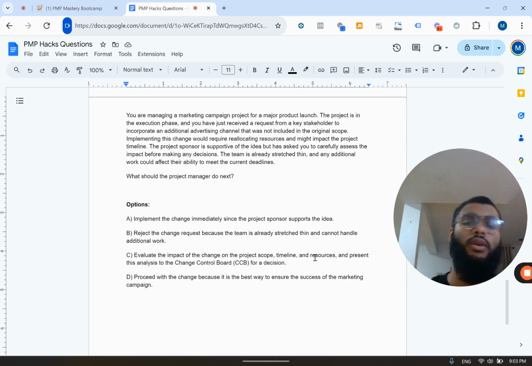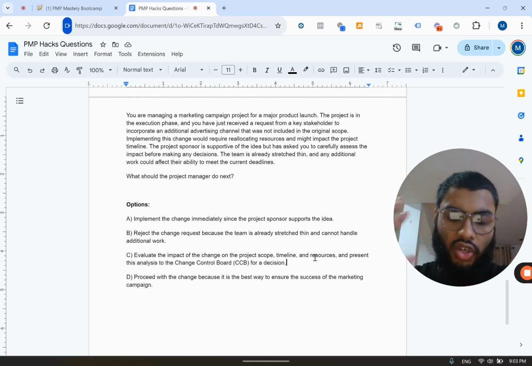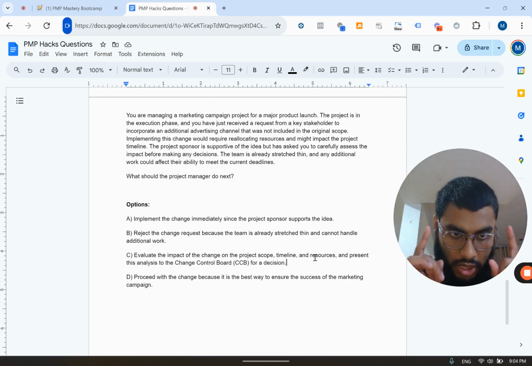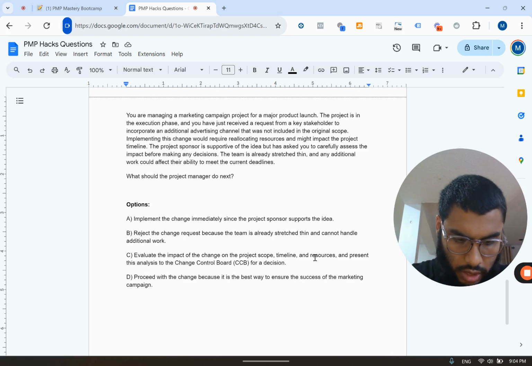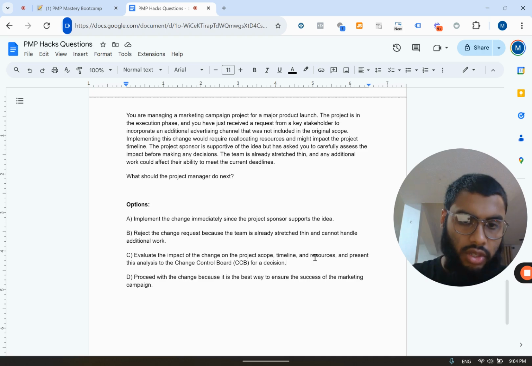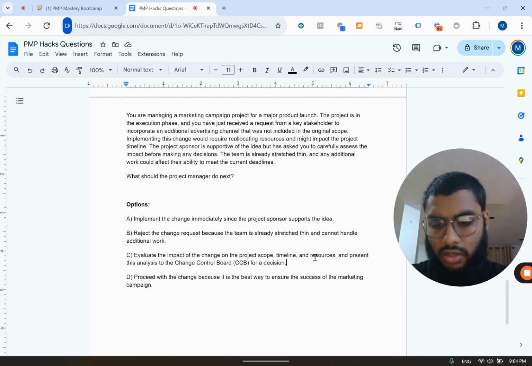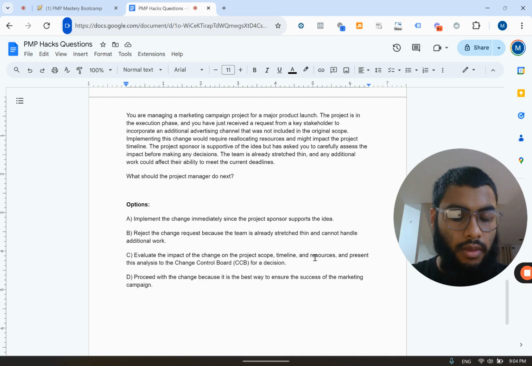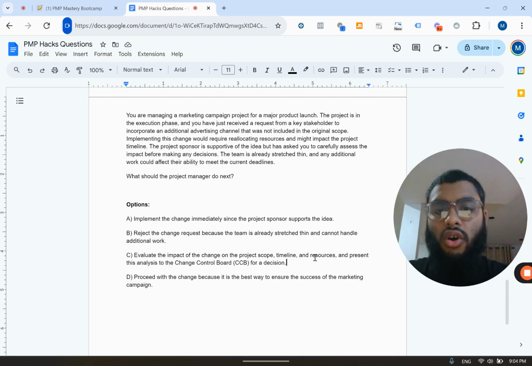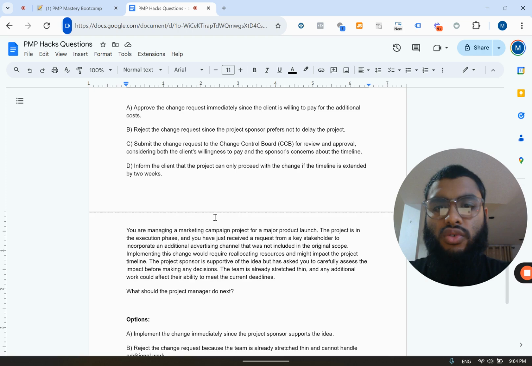Okay? That's the answer. And on your exam, you're not going to get something so complete like this. They're going to simply say, submit a change request. Or perform, keyword, perform the integrated change control process. Submit a change request or perform the integrated change control process. Or submit whatever to the CCB. You're going to get something like that. Okay, but they mean the same thing. So these are the 3 hacks that you can use on your exam.